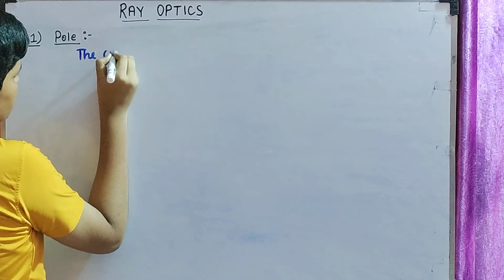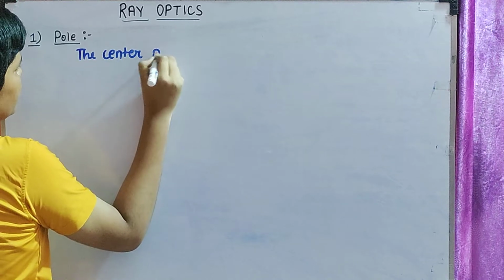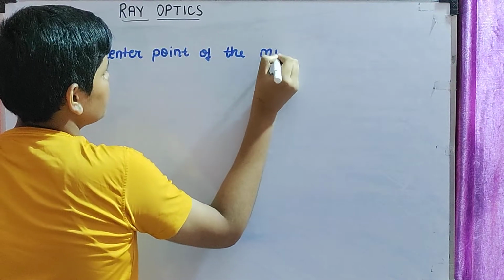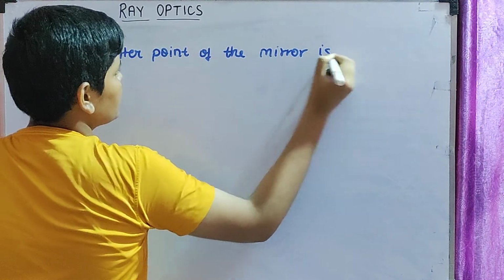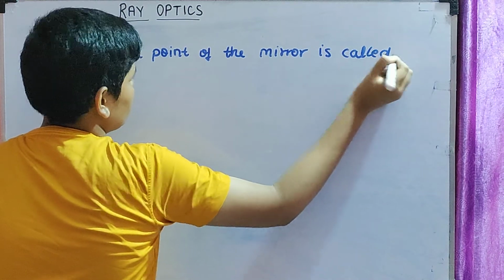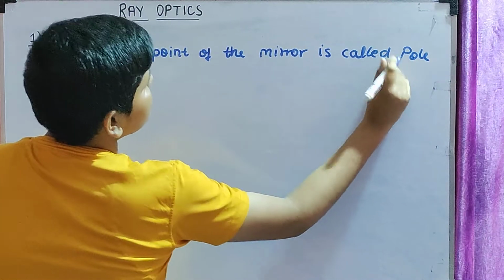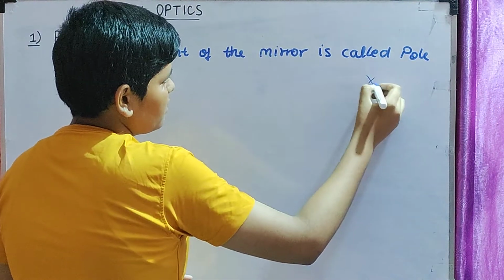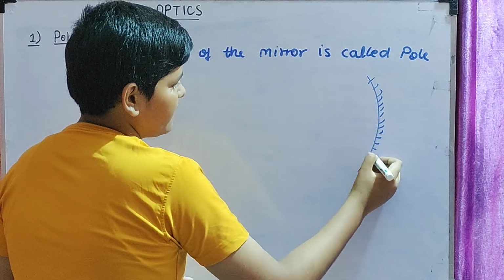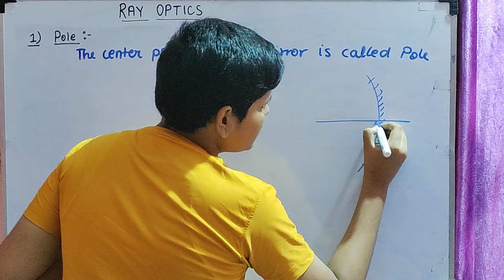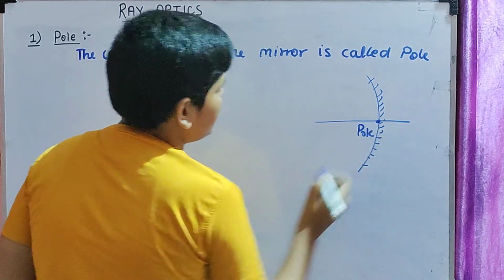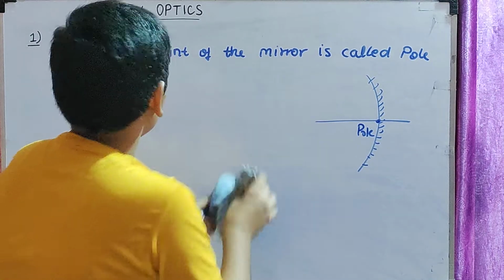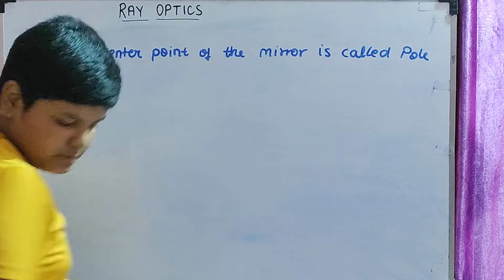The center point of the mirror is called pole. So the center point of the mirror is called pole. We have a mirror like this over here. It is a concave mirror because the ray of light will go inside. Here, this point over here is called pole because it is the center of the whole mirror. So this is a pole. The center point of the mirror is called pole.